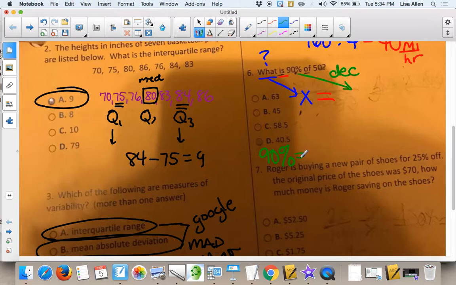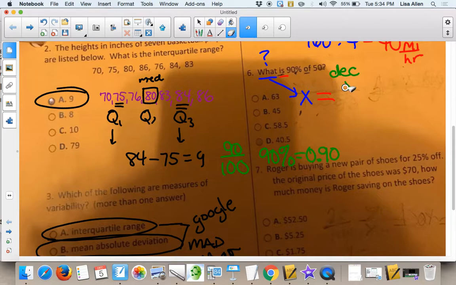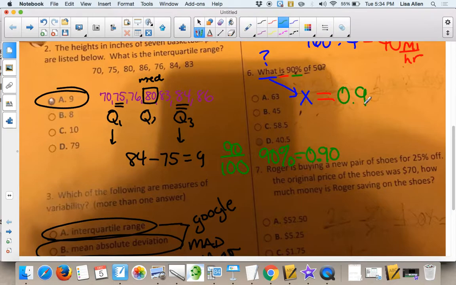90% is equal to 0.90. Or if you think of it like this, 90 per 100. If you do the division, you're going to get the decimal 0.9. So you're going to write it as a decimal, 0.9. Okay. So the 90%, you're going to write as 0.9 because you can't multiply with the percent.